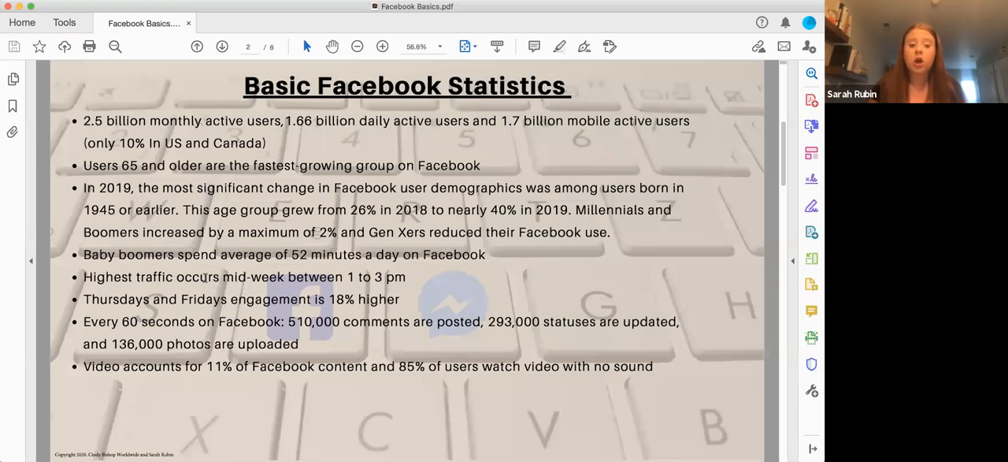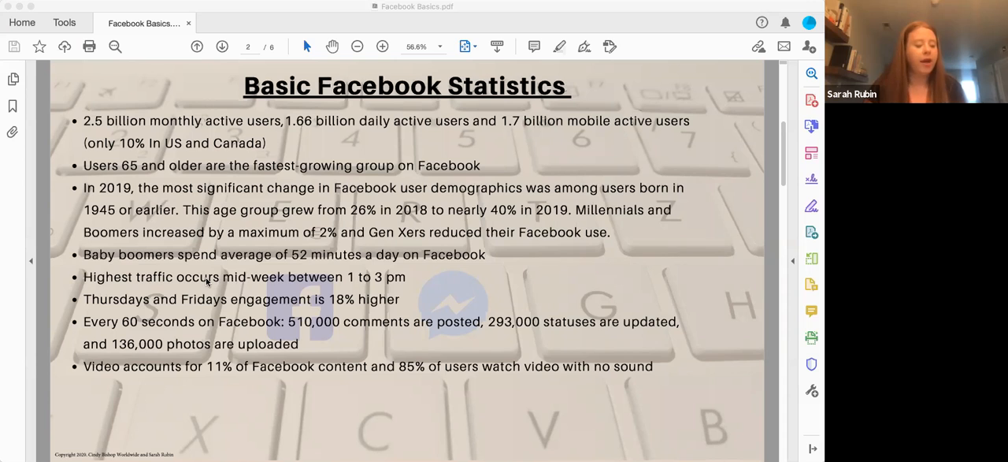Users 65 and older are the fastest growing age demographic on Facebook. In 2019, the most significant change in Facebook user demographics was among users born in 1945 or earlier. This age group grew from 26% in 2018 to nearly 40% in 2019. Millennials and boomers increased by a maximum of 2%, and Gen Xers reduced their Facebook use. So it's really important to remember who your target audience is, who is on Facebook most, who will be seeing your content most, and who will be interacting with it most.